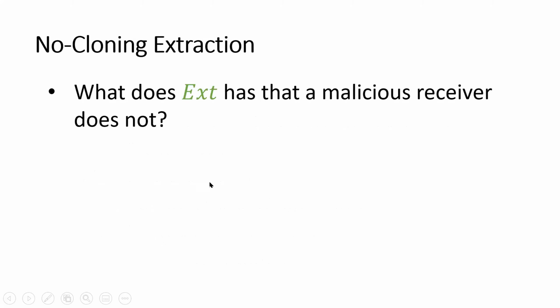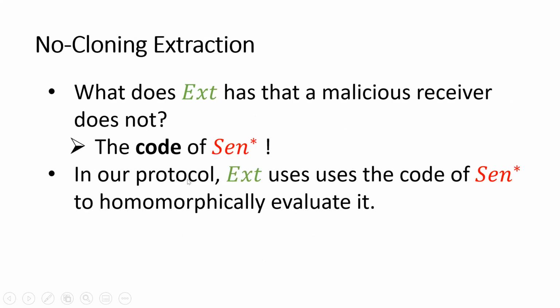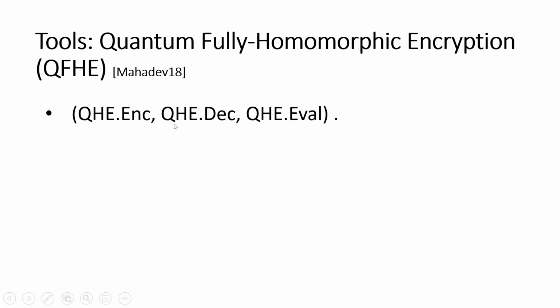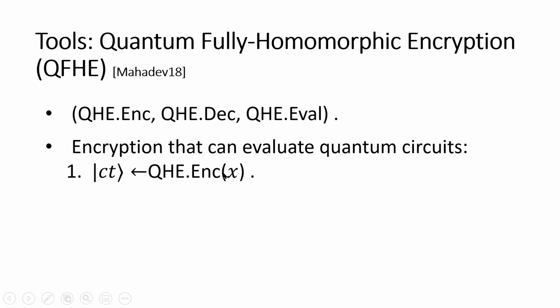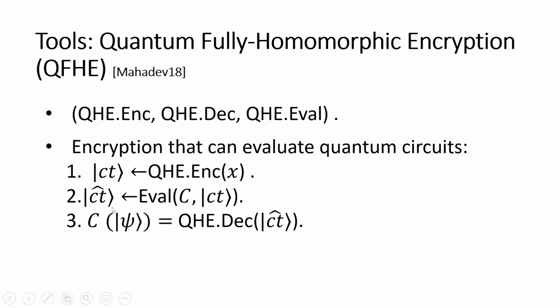So in our work, what we show is that one thing the extractor has that the malicious receiver does not have is the code of the sender. And you can use the code of the sender along with quantum homomorphic encryption in order to extract. So let's just recall what quantum homomorphic encryption is. This is an encryption scheme where you can encrypt an input. Then you can take this encryption in a quantum circuit and evaluate it to get an evaluated ciphertext. And then you take the evaluated ciphertext and decrypt it, and you get the state that you should have gotten if you computed it without encrypting before.